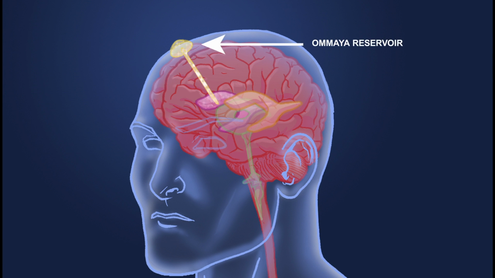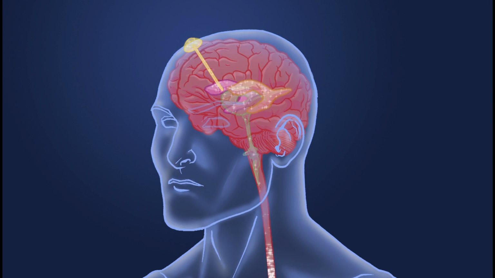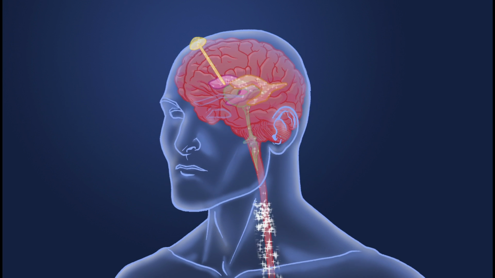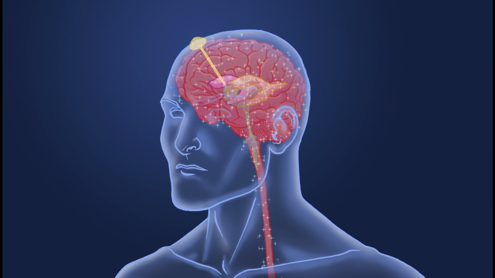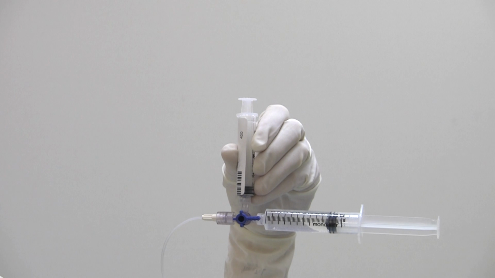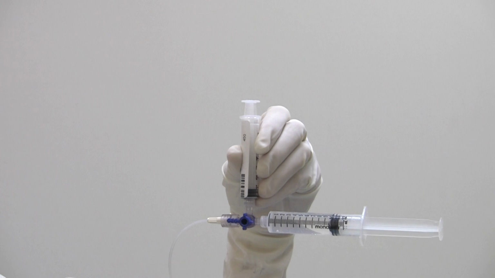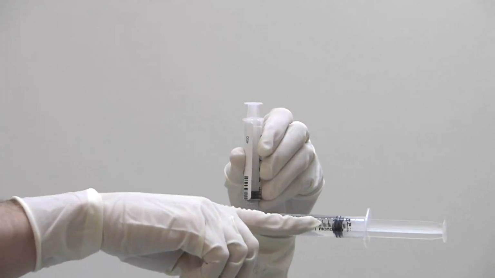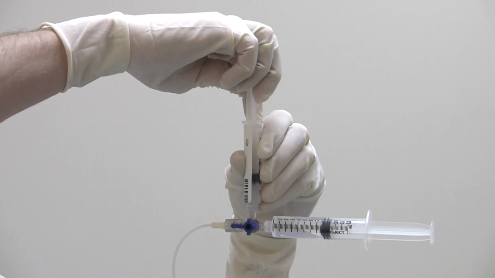Through the Ommaya reservoir, chemotherapy enters the lateral ventricle, is carried to the third and then the fourth ventricle, where it exits at the base of the brain. It is carried down the spinal cord and comes back up through passive flow over the convexities of the brain. Set the stopcock to the off position towards the reservoir. Withdraw spinal fluid from the second syringe into the empty chemotherapy syringe.